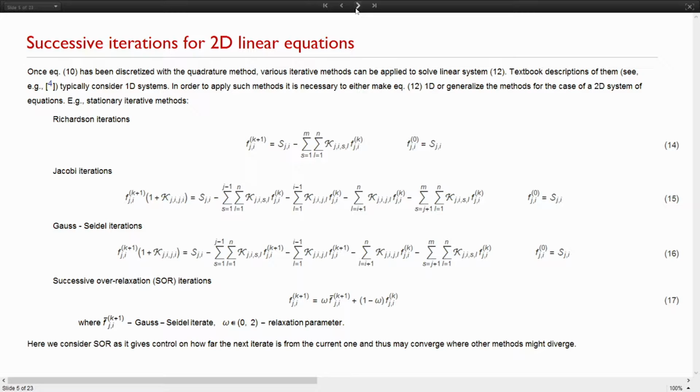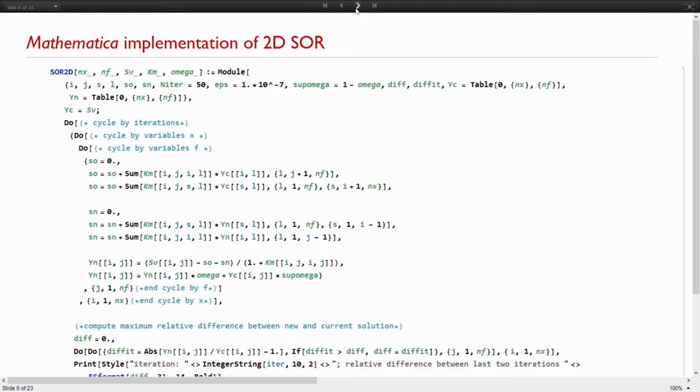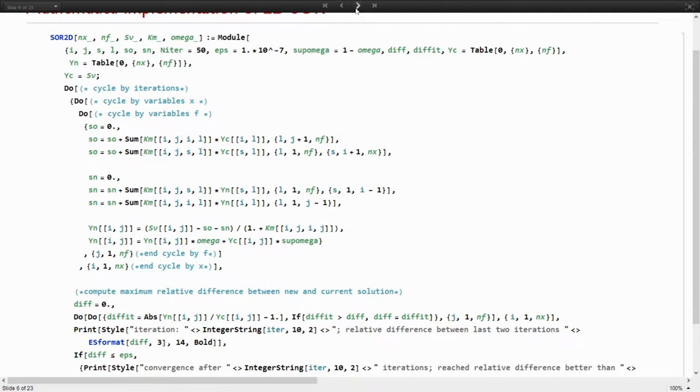So I will consider this method in the case of two-dimensional system of linear equations. And here is the Mathematica implementation of that. Well, code is trivial, probably, but basically I use Mathematica in order to verify my Fortran codes. So I don't use fancy features Mathematica provides. I need just a simple instrument that can get a result quickly.